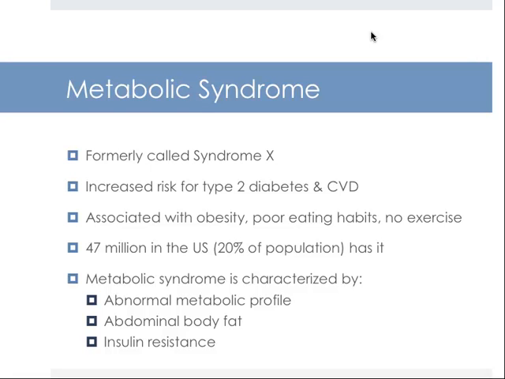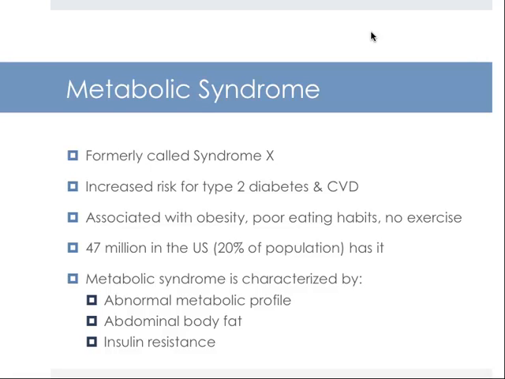Metabolic syndrome was formerly called Syndrome X. Okay? And a syndrome means it's not a discrete disease, but it's a cluster of risk factors. It's like the thing that increases your risk to get everything else. It increases the risk of things like developing type 2 diabetes and cardiovascular disease.